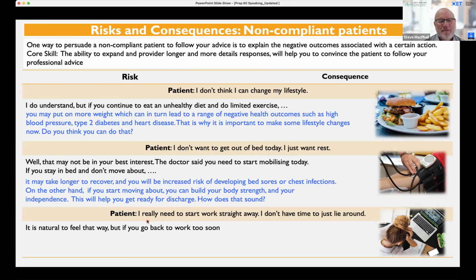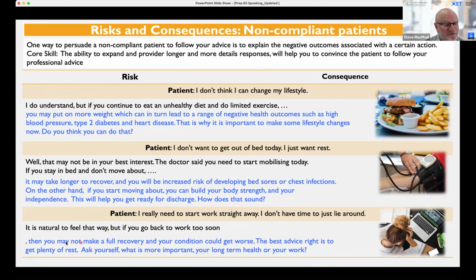Last one: "I really need to start work straight away. I don't have time to just lie around." "It's natural to feel that way, but if you go back to work too soon, then you may not make a full recovery and your condition could get worse. The best advice right now is to get plenty of rest. Ask yourself, what's more important, your long-term health or your work?"